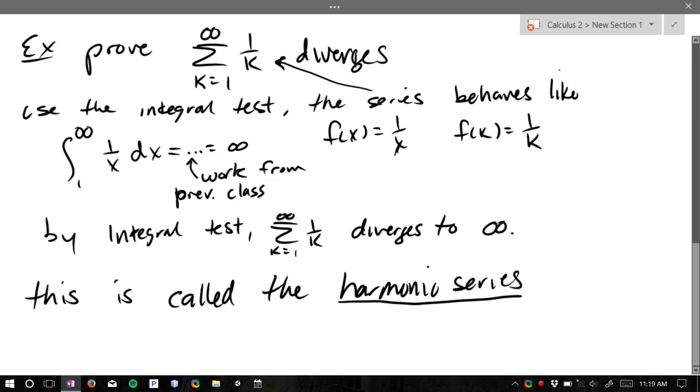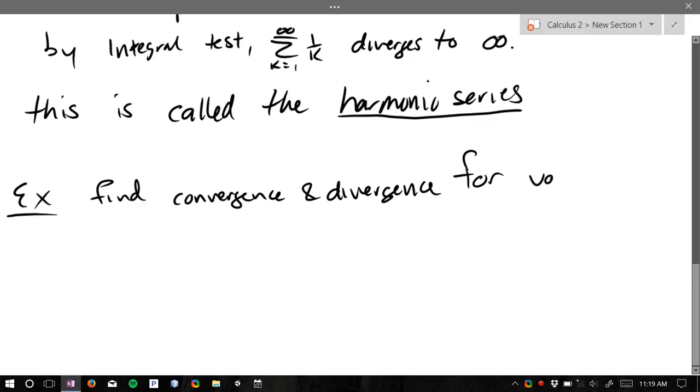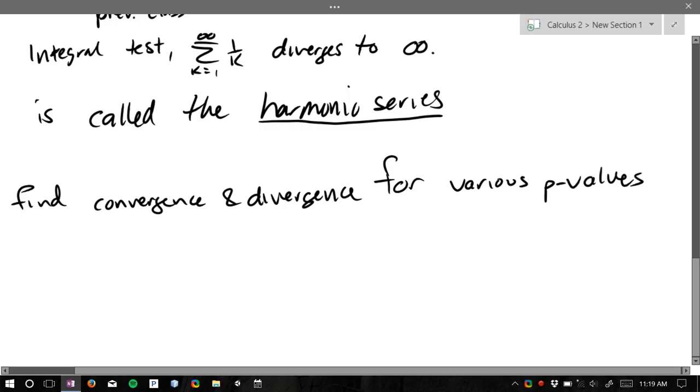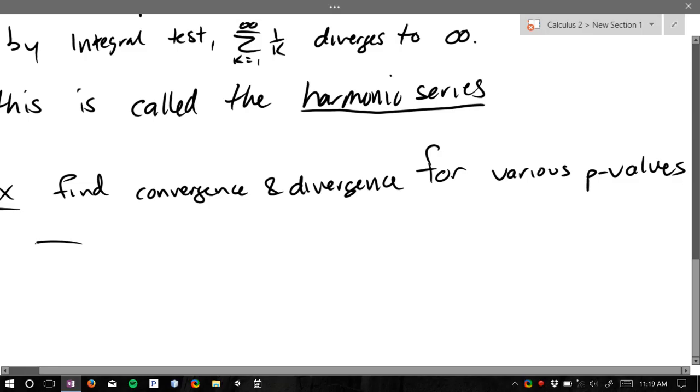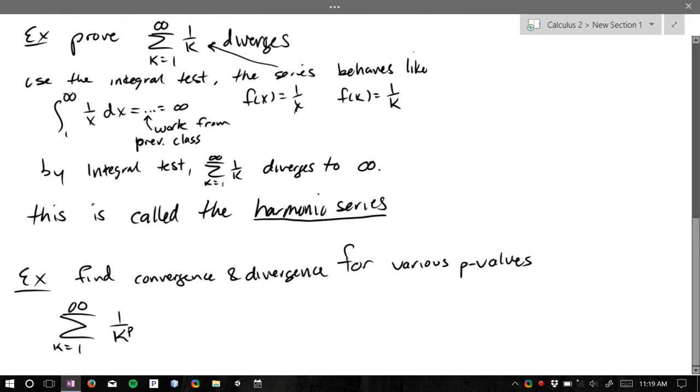So now we're going to do a similar one. We're going to find convergence or divergence for various p values. So our series summation 1 over k raised to the p power, k equals 1 to infinity. So which value of p did we already take care of with the previous example by saying 1 over k diverges? So we took care of p equals 1, and we said diverge.